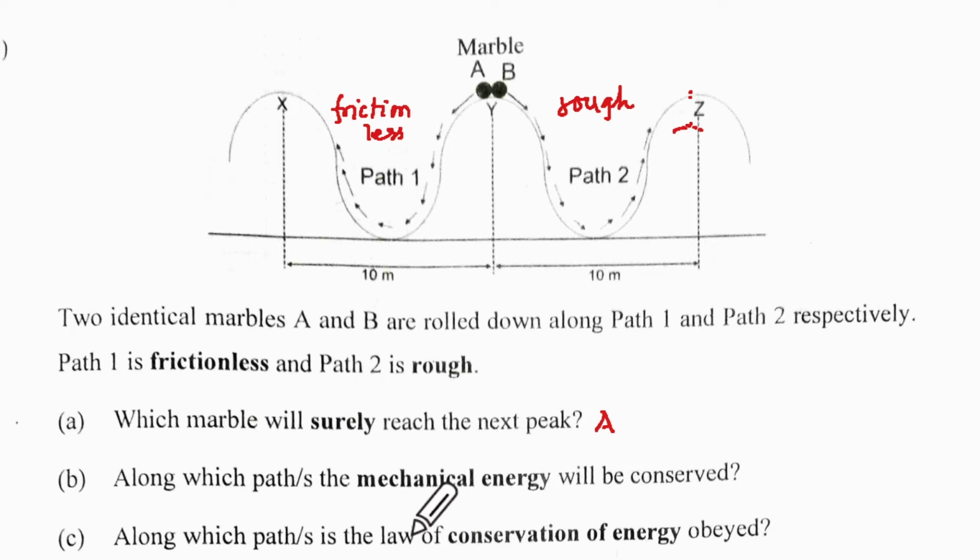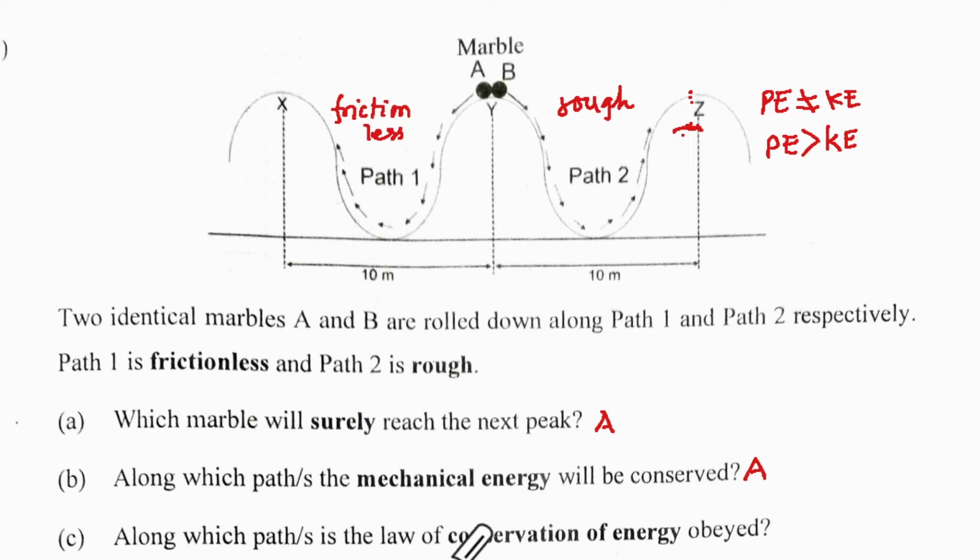Along which path will the mechanical energy be conserved? Now, mechanical energy means potential energy will be equal to kinetic energy. That will happen in case A. Now, in this B case, the potential energy will get converted into kinetic energy plus some heat energy and some sound energy, which means mechanical energy wise, your potential energy is not going to be equal to kinetic energy. Your potential energy in this case will be greater than kinetic energy. Okay, so this is not going to reach the exact peak. It will be at a lower height, before the next peak comes.